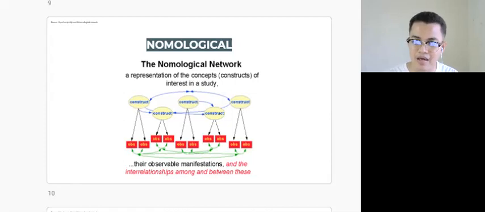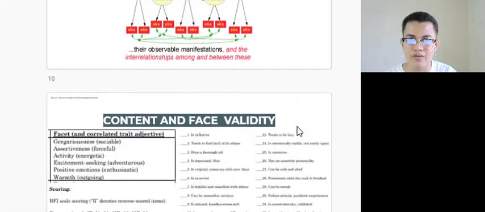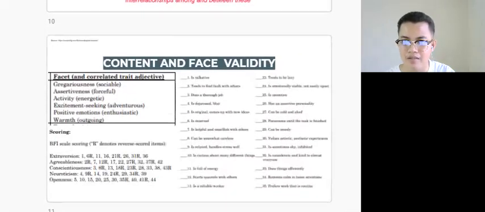Okay? And of course, Del Pilar's construct of extraversion is a good model to define what extraversion means in a Philippine setting, for example. Okay. The next form of validity is content and face validity.